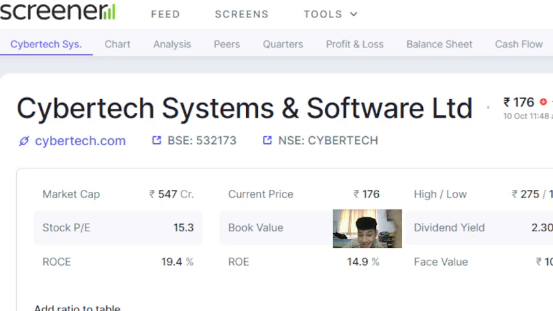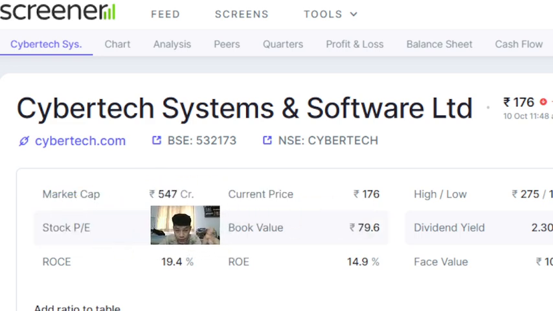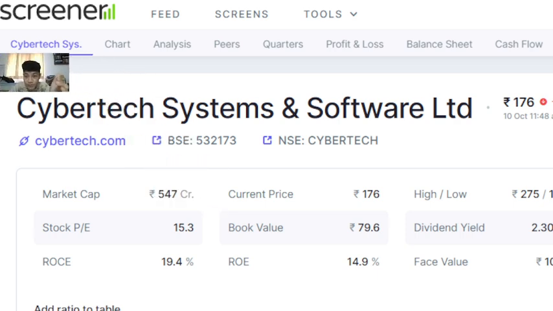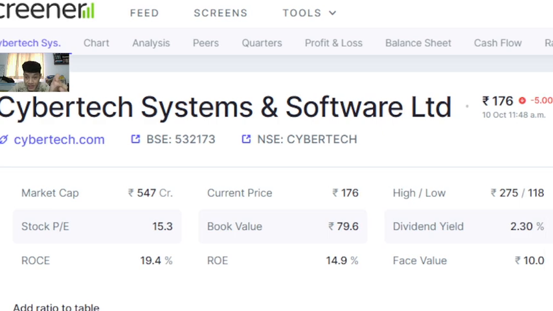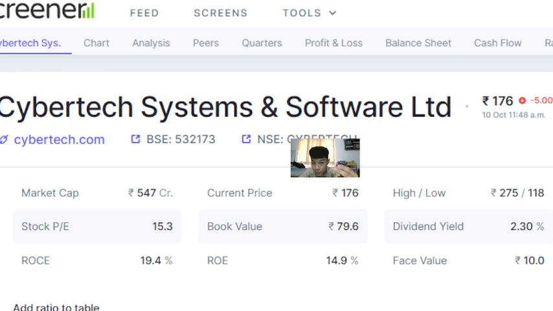Return on equity, very important statistic. 14.9% is a decent return on equity, not the best for, let's say, a software company. Return on capital employed is 19.4%, and we have a stock price to earnings ratio of 15.3. Then we have a dividend yield of 2.3%. So the dividends paid out last year were 2.3% of 176 rupees.